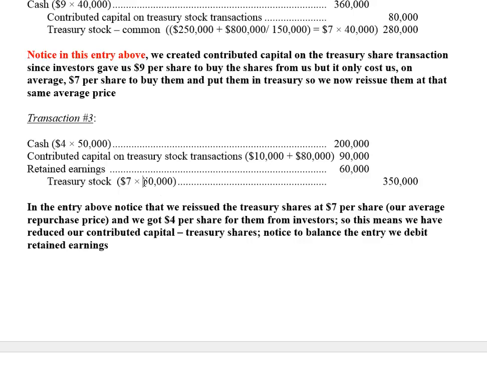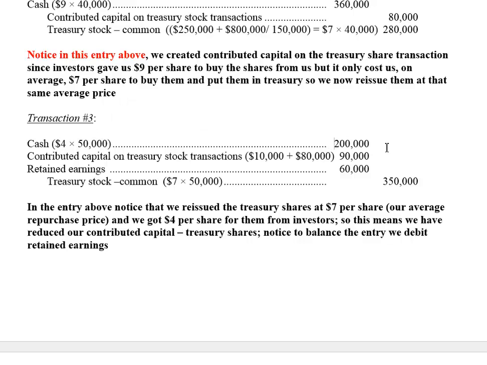So we're going to credit our Treasury shares on common for $350,000. That's correct because when we credit Treasury shares, that means we're reissuing them. And when we reissued them, we took back $4 a share for them because that's what the investors gave us on 50,000 shares.